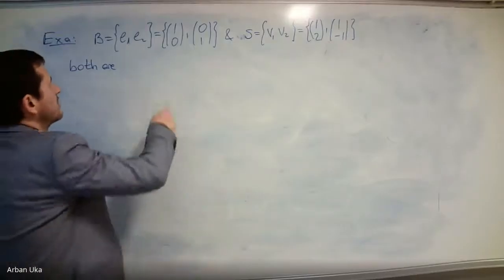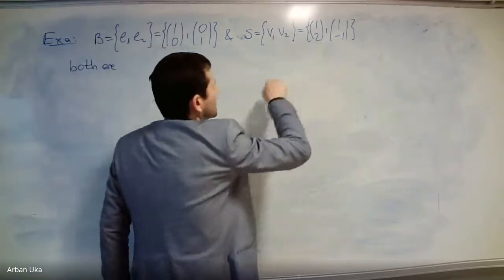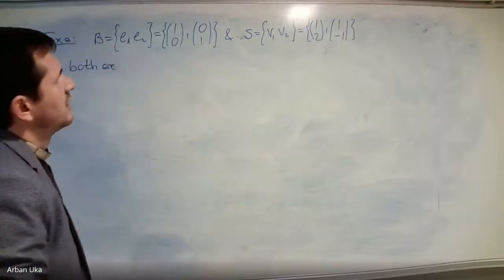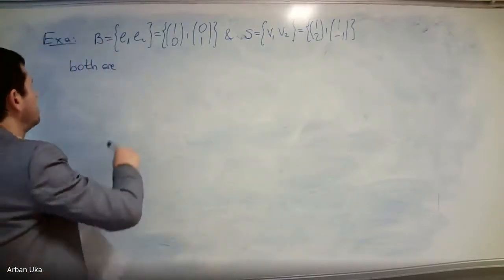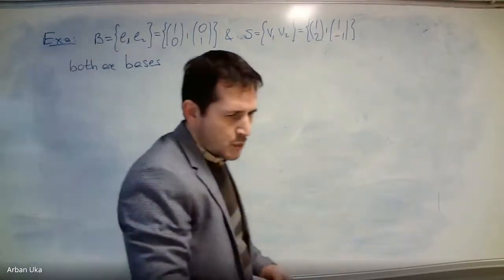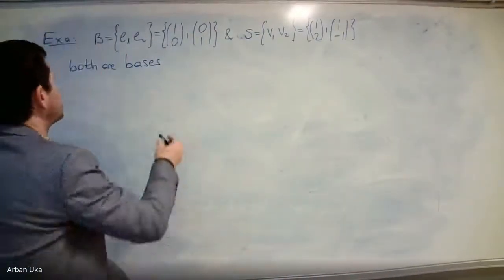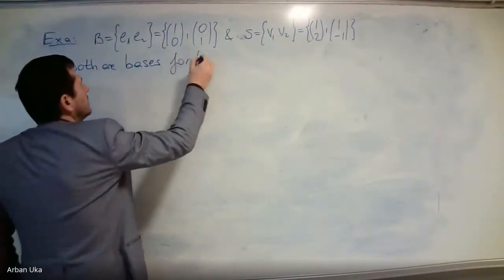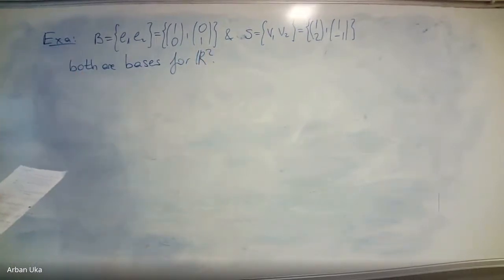Why? Because the determinant of this one is different from 0, and the determinant of the matrix, which is composed of those two columns, would be different from 0 again. So both are bases for R squared.